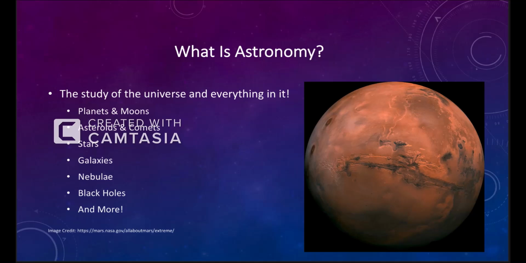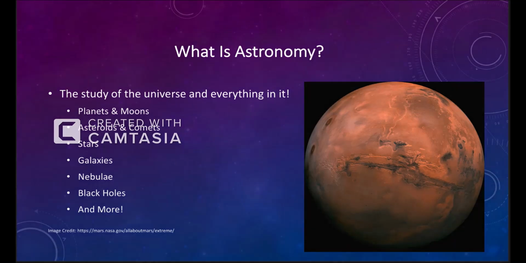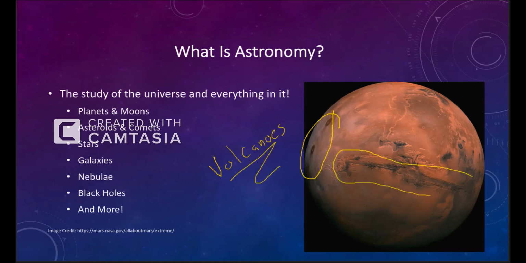Within our solar system, we have planets and moons that we study in astronomy. And here we have an example, and this is the planet Mars. Mars has some interesting features. We see some great volcanoes over here on the side that are present, not currently active, but that have been active in the past. We see a great rift valley here that we call Valles Marineris.